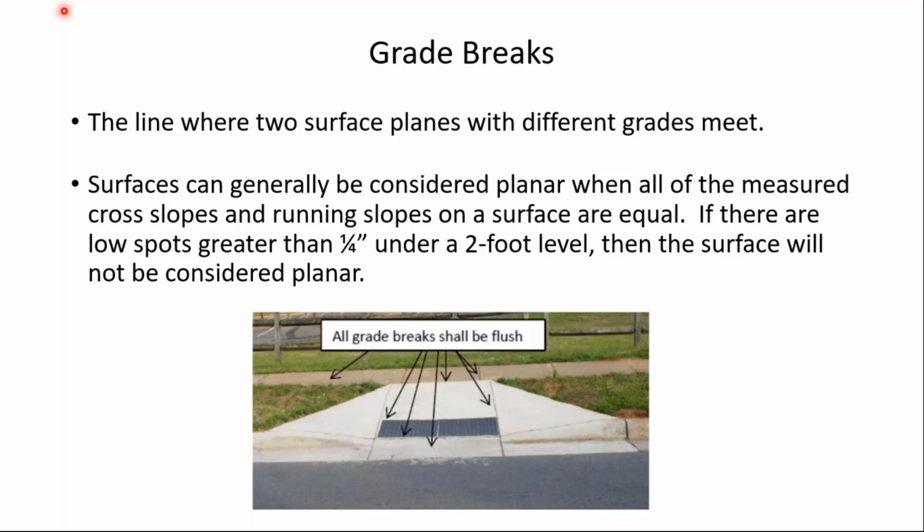Grade breaks, this is where two surface planes with different grades meet. And PROWAG requires all grade breaks to be flush.